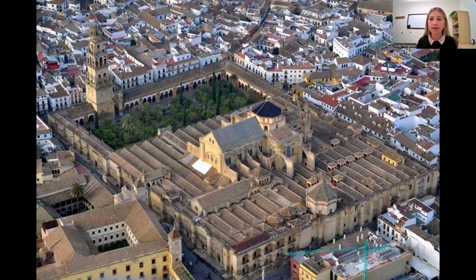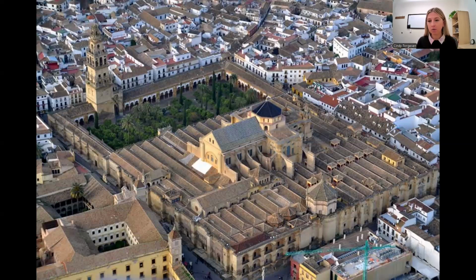You'll also notice in the sahn, or courtyard, there's a large tower. That is a minaret. This is originally where the prayers would have been called. Since it became a Christian church, it would have been transformed into a bell tower. So now it serves the purpose of a Christian church, but originally would have been constructed as a minaret, excuse me.